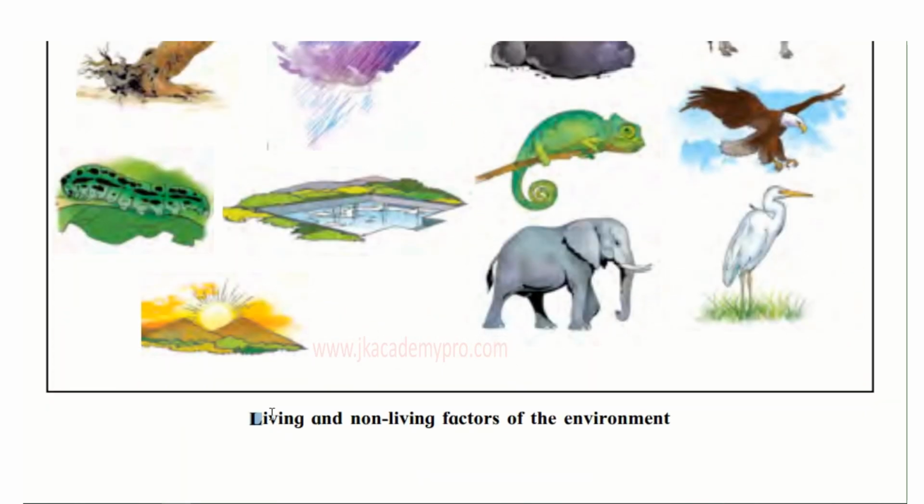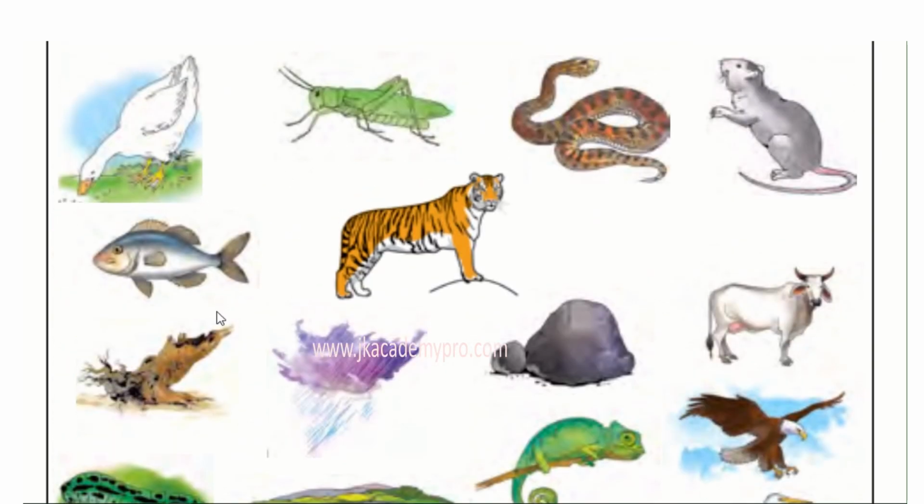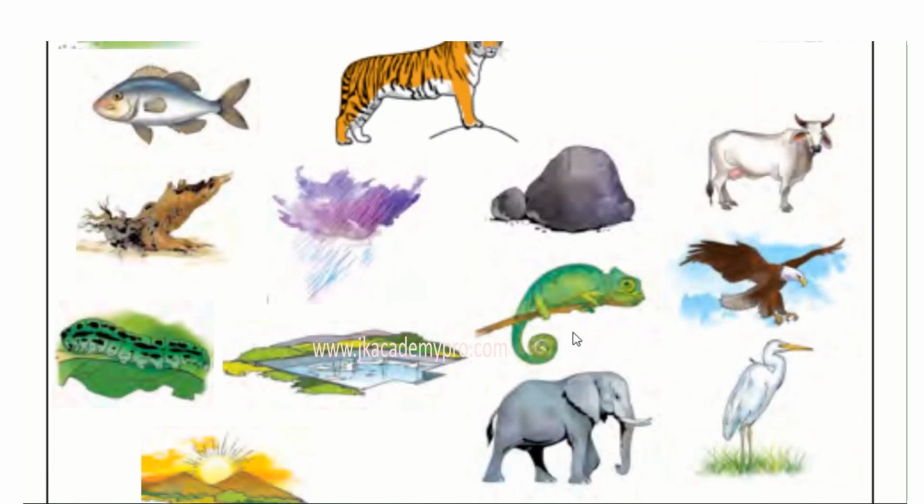So living and non-living things, living factors of the environment. So this forms our environment, not only living things but non-living things also. So the clouds and the rain, the dead stump of a tree, the stone, the rock, as well as all living things, they are all part of nature and all are dependent on the other.